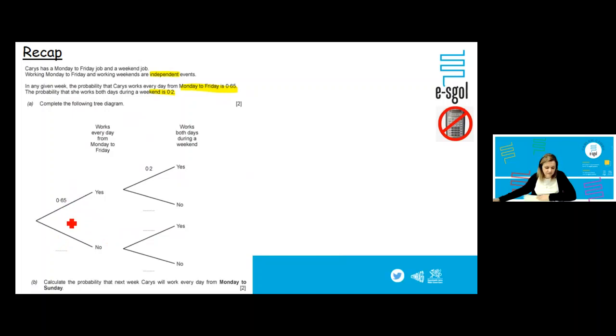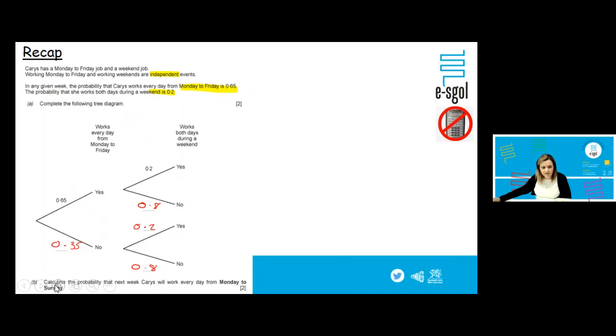So 0.65 and something adds up to 1, so that missing number is 0.35. On the right-hand side, you've got 0.2, which means that for no, you'll have 0.8, and then because these are all independent, those will then repeat on the second section down there as well. Okay, first 2 marks are done.